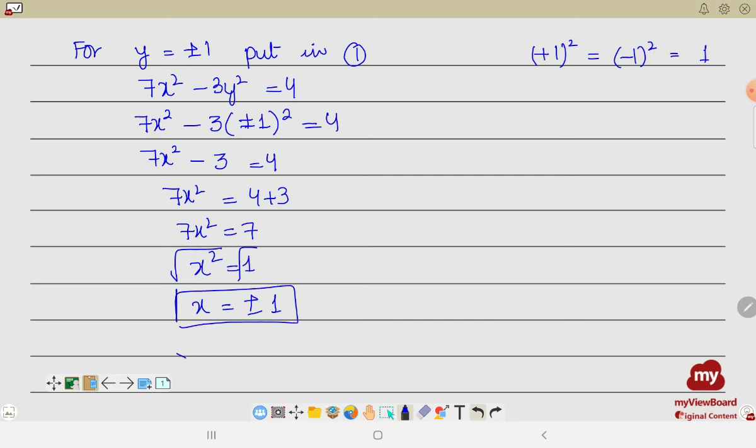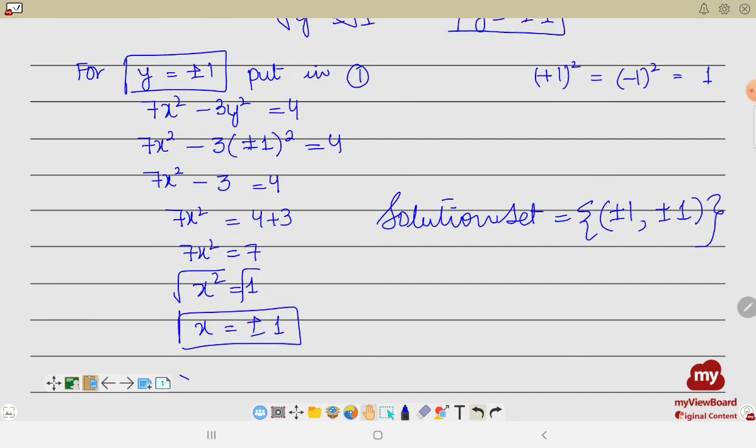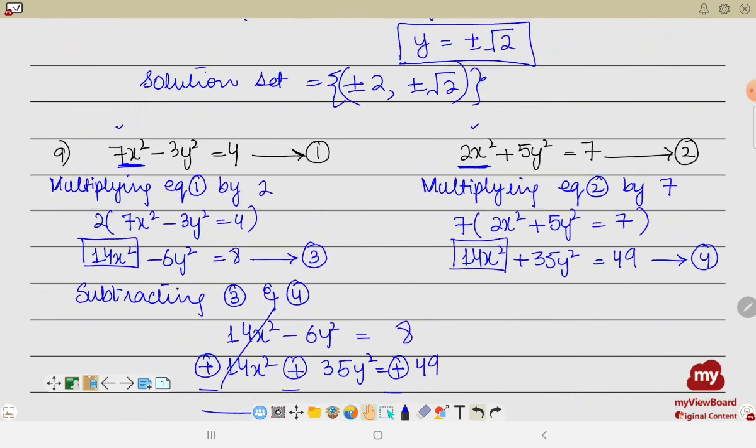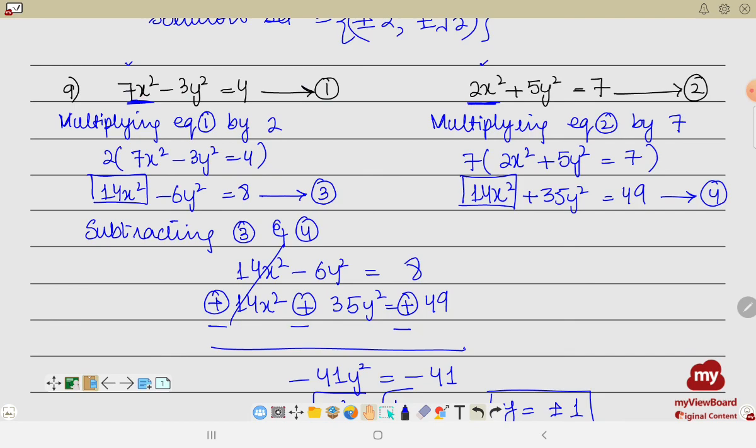So if you see, for y equal to plus minus 1, we get x equal to plus minus 1. So our solution set will be in the form of an ordered pair, plus minus 1 and plus minus 1. So this is the answer. In these types of equations, we just make the coefficients the same, then we eliminate one term so that we get the value of the other variable, and then we sort out the complete ordered pair.